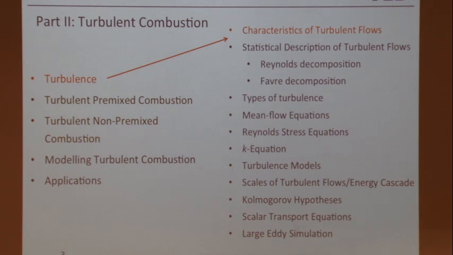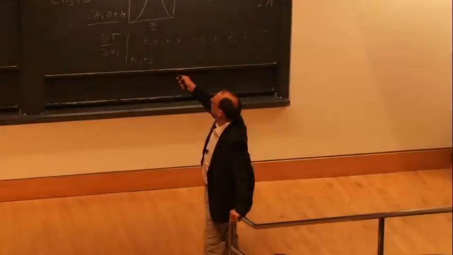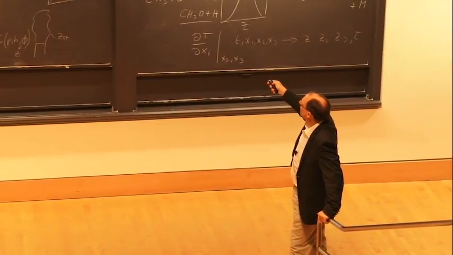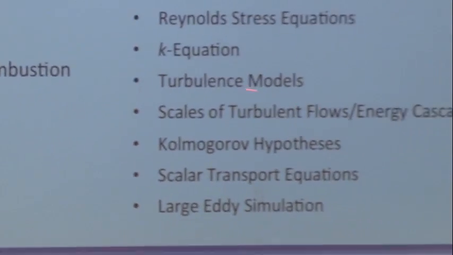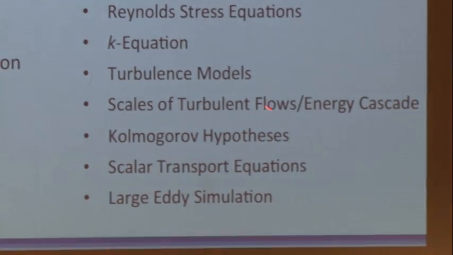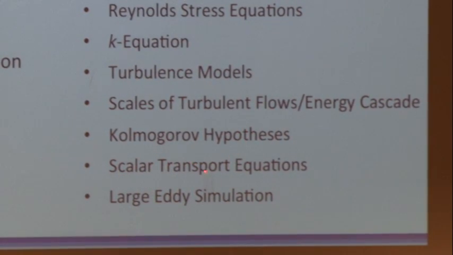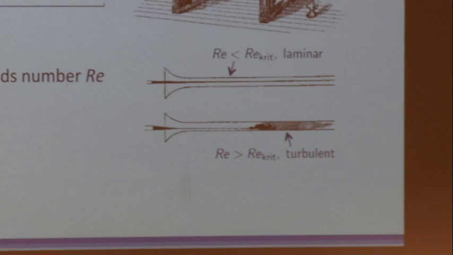We'll talk about some characteristics here of turbulence, a statistical description of turbulence. We'll talk about different types of turbulence. Statistics of turbulence will introduce a mean and a velocity fluctuation, and then we'll talk about how to derive equations for the mean. And other things here. We'll talk about turbulence models, and then we talk about scales of turbulent flows and Kolmogorov hypothesis, and then we talk about a scalar transport equation. At the end, we'll talk a little bit about large eddy simulation.